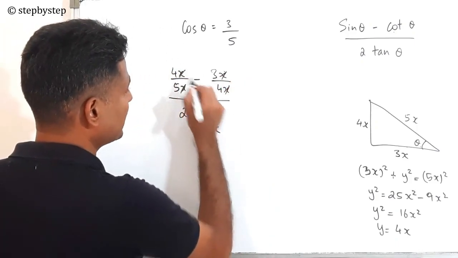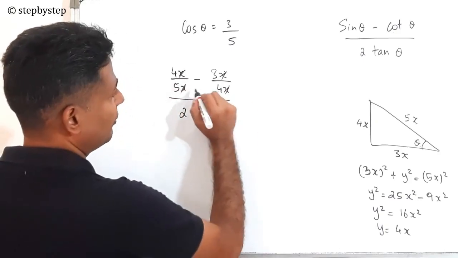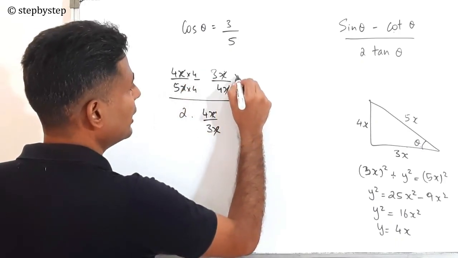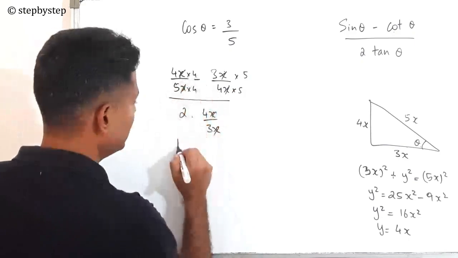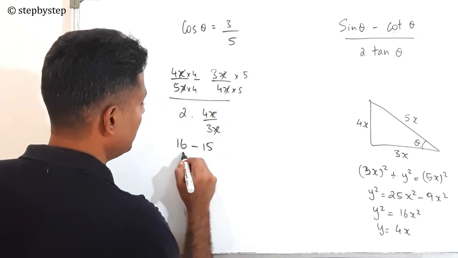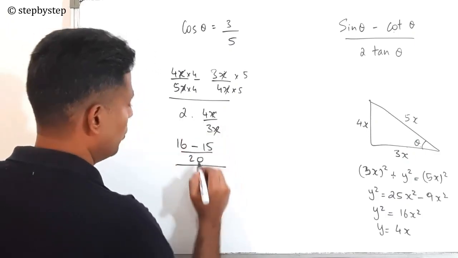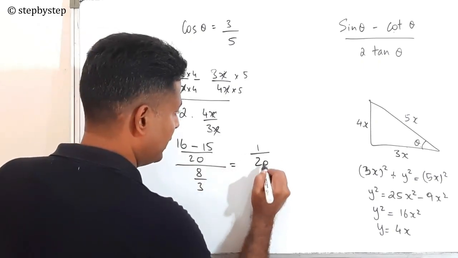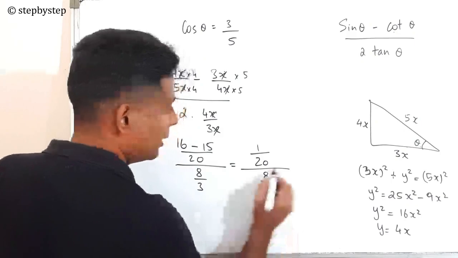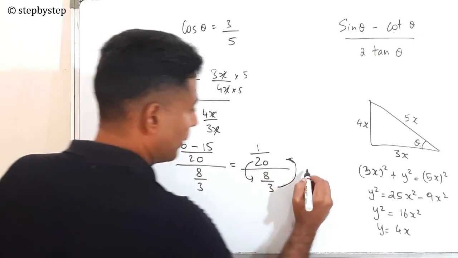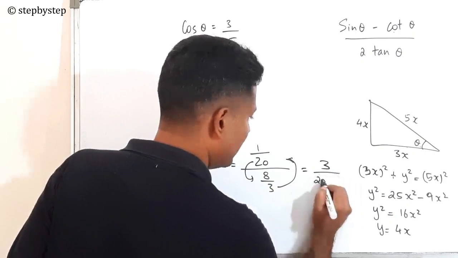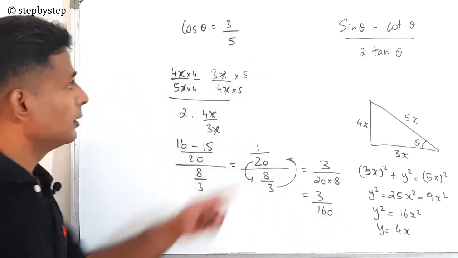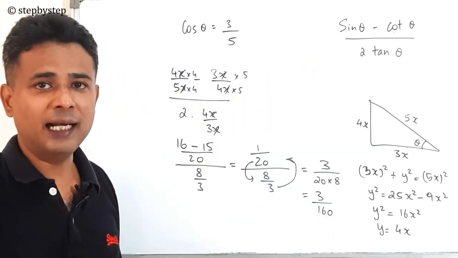Right? Everywhere x cancels. Taking LCM, 5 and 4 are the denominators, LCM will be 20. So into 4, into 4, into 5, into 5. So we get 4 4s are 16 minus 3 5s are 15, by 20, whole by 2 into 4 by 3, that is 8 by 3. Now 16 minus 15 becomes 1 by 20, whole by 8 by 3. So 20 will come down and 3 will go up. So we get 3 by 20 into 8, so that becomes 3 by 160. So the answer for this is 3 by 160.